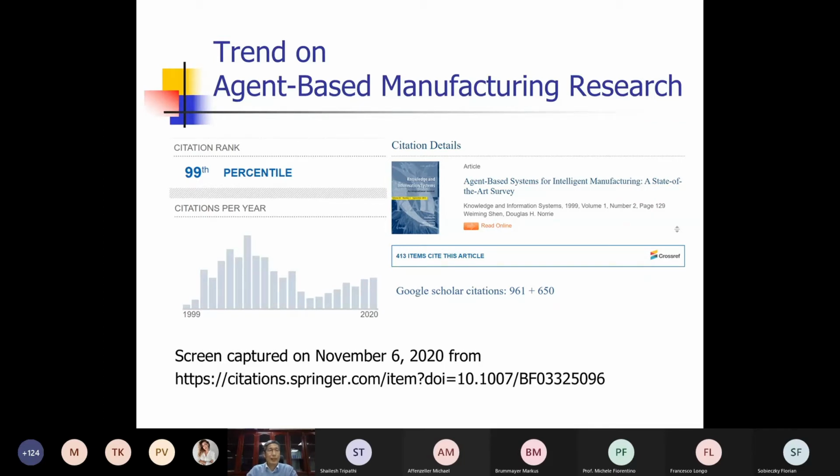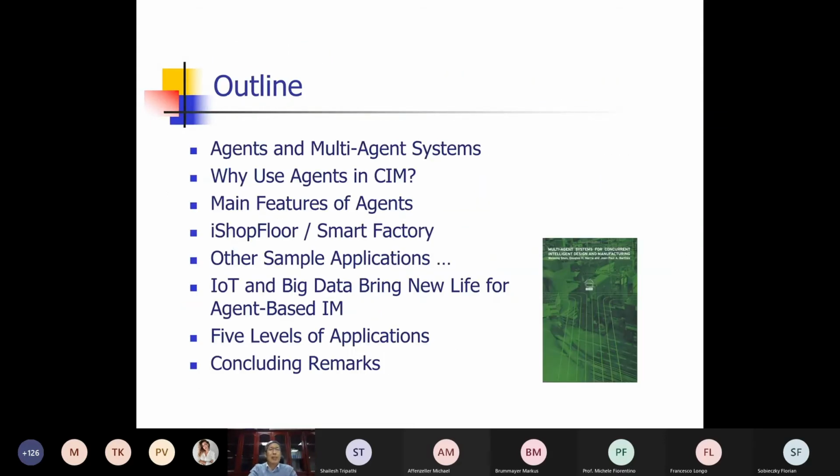In fact, during the past 20 years, I have given many talks at different conferences and in different countries, mostly on my projects. I have been working on the application of agents in manufacturing for maybe 20 or 30 different projects. But today, I will be able to show you a few examples within about 30 to 35 minutes. Here is an outline of my talk.